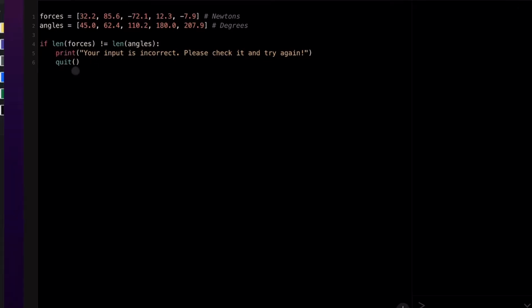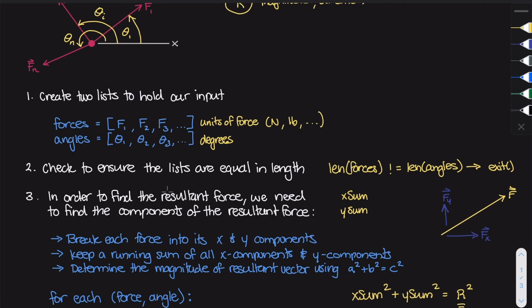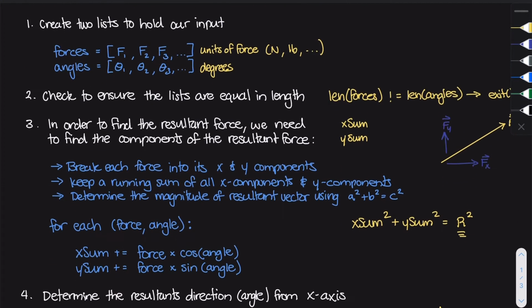Okay, awesome. So what was the next step? Well, if we go back to our algorithm, step 3 was, in order to find the resultant force, we need to find the components of the resultant force. Now, remember, I said when we write our script, we need to iterate through all of these forces, find each force's x component and y component, and add that to some running sum of the x direction and the y direction.